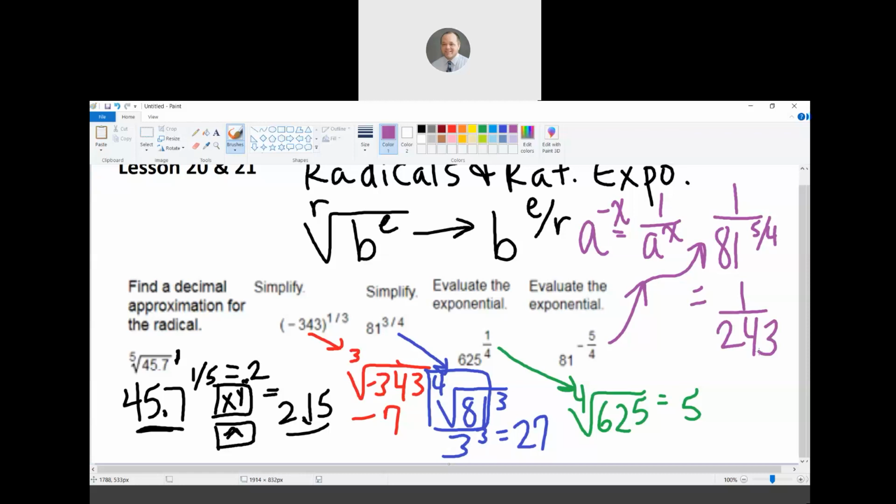On campus, are there any questions about evaluating radicals? All right, let me look at my notes and see what is next.